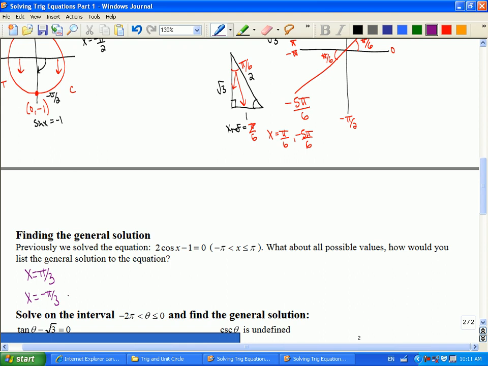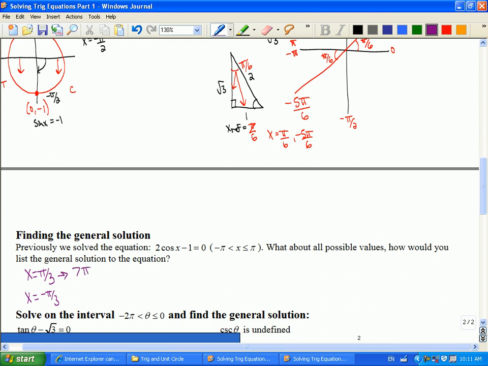4 pi over 3? 2 pi over 3? How would you find them? There are lots of other answers. Can anybody think of a way to get them? Plus 2 pi? Yeah, what do we call that? Oh, well, you're looking at the general solution. But what do we call it when you added 2 pi? What happened to the angle? It's coterminal.